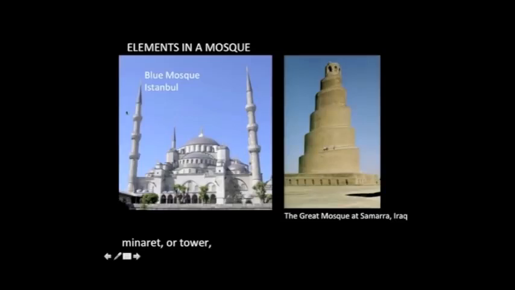So here, the Blue Mosque in Istanbul, which is an Ottoman structure from around 1550, has fairly normative minarets, little towers. The Great Mosque in Samarra, Iraq, has this minaret which is astonishing. It almost looks like a ziggurat or some kind of Dairy Queen experiment gone terribly wrong.